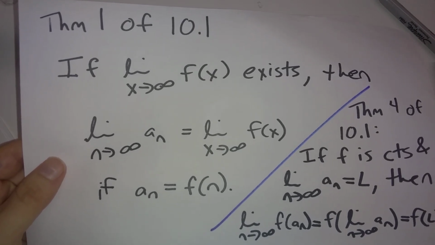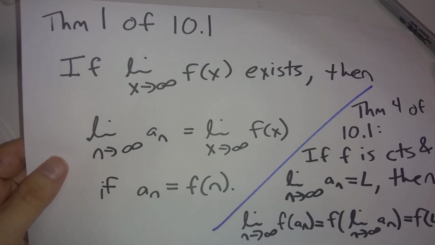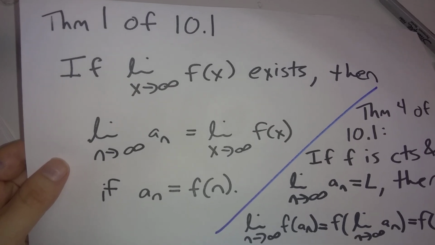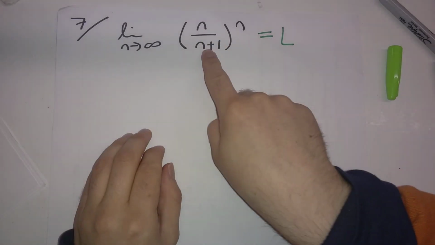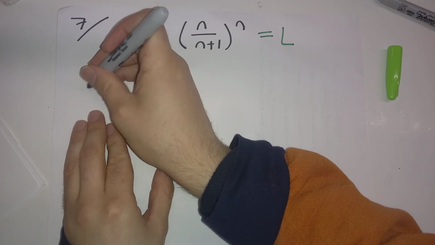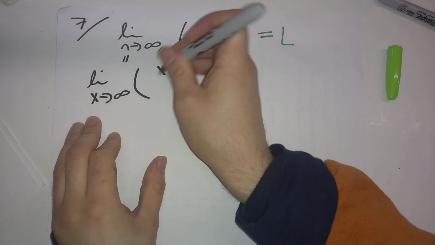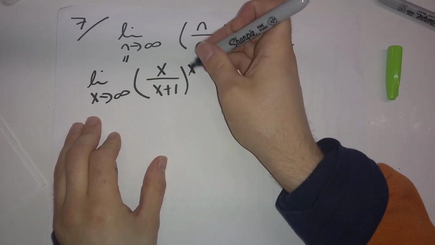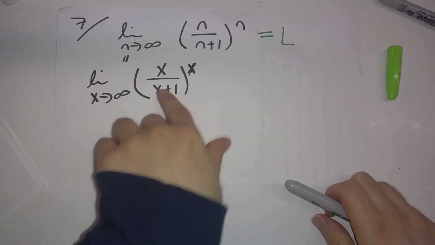If the limit as x goes to infinity of f of x exists, then the limit as n goes to infinity of a sub n is equal to the limit as x goes to infinity of f of x, if a sub n is equal to f of n. So this basically says I can replace the n's with x's here. So really what I'm going to look for is the limit as x goes to infinity of (x over x plus 1)^x. If this limit exists, and we'll show that it does, these two will be the same limits.